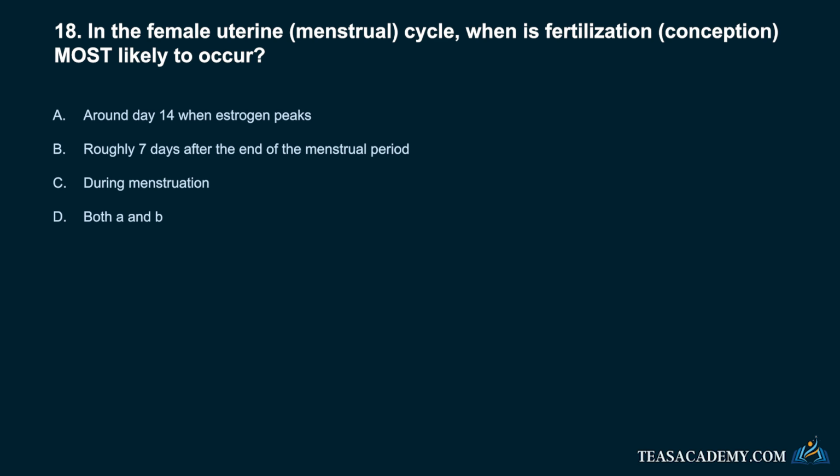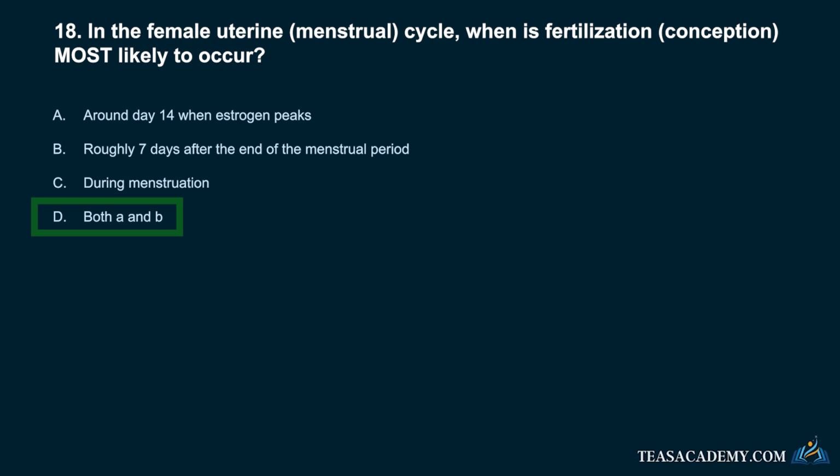18. In the female uterine (menstrual) cycle, when is fertilization (conception) most likely to occur? A. Around day 14 when estrogen peaks. B. Roughly 7 days after the end of the menstrual period. C. During menstruation. D. Both A and B.